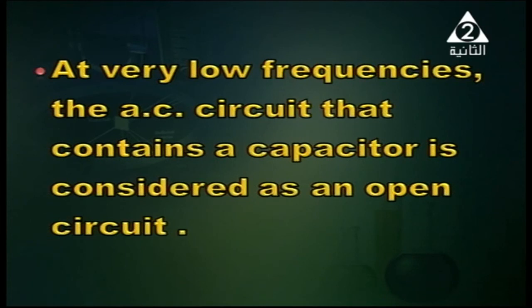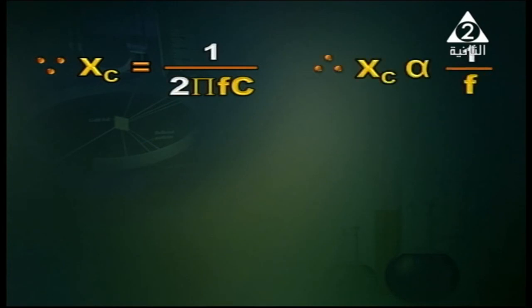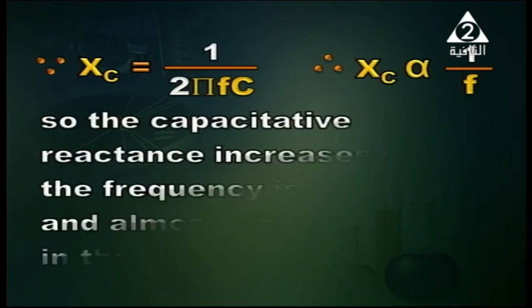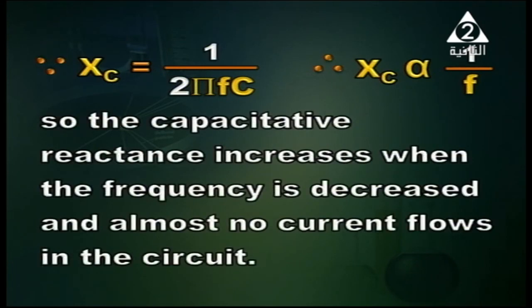What about the capacitive reactance of the capacitor? XC equals 1 over 2 pi f C. So when the frequency is small, we've got an inverse relation between the reactance and the frequency. F is small, and this results in very huge capacitive reactance. So the capacitive reactance increases when the frequency is decreased and almost no current flows in the circuit.